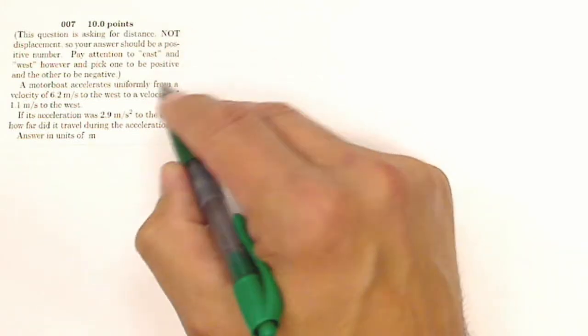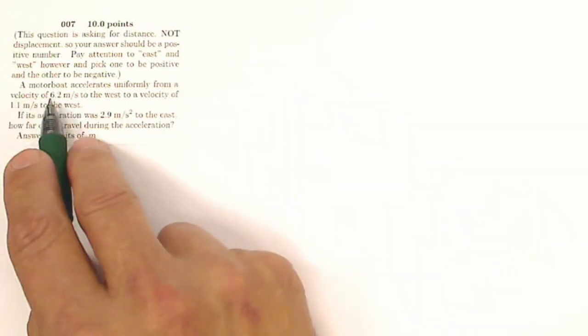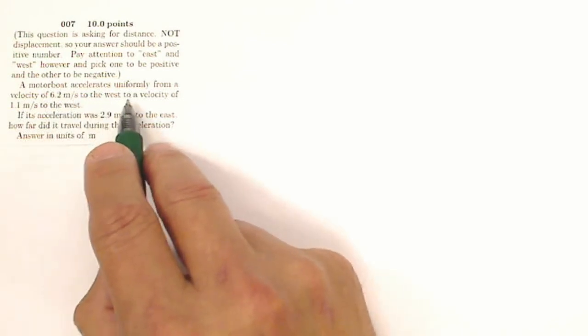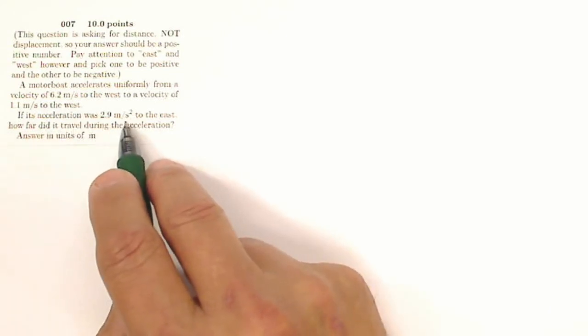This is physics homework number 5, question number 7. I put a little preview up here, which you can read on your own, but the question says, a motorboat accelerates uniformly from a velocity of 6.2 meters per second to the west to a velocity of 1.1 meters per second to the west. If its acceleration was 2.9 meters per second squared to the east, how far did it travel during the acceleration?